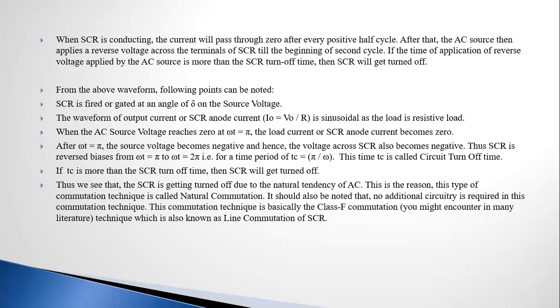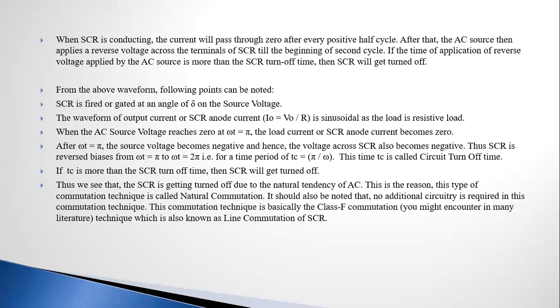AC signals are an alternating system. This is the reason this type of commutation is called natural commutation. It should also be noted that no additional circuit is required in this commutation technique, and it comes into the category of class F commutation.